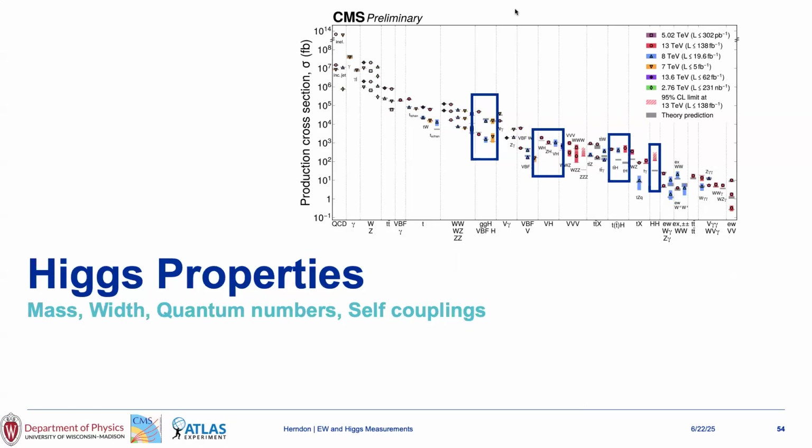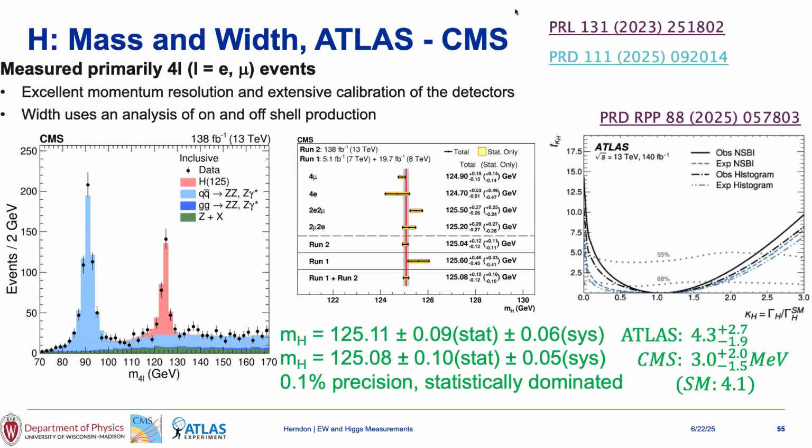So the Higgs is not only about its production and decay, but there are also some basic properties that you should look at. So first, I want to talk about the mass. Both CMS and ATLAS have done a final Run 2 mass analysis. So here's the data set from CMS. This is all 4 lepton events.